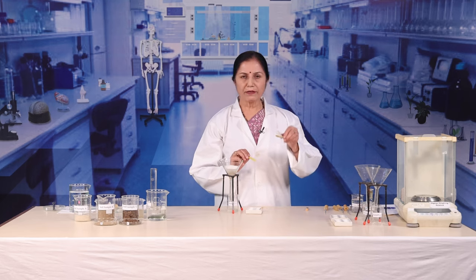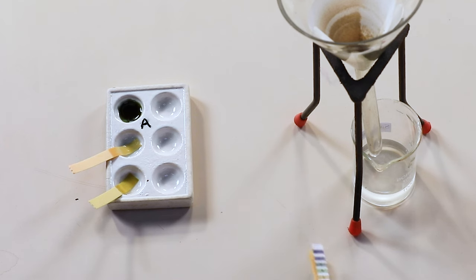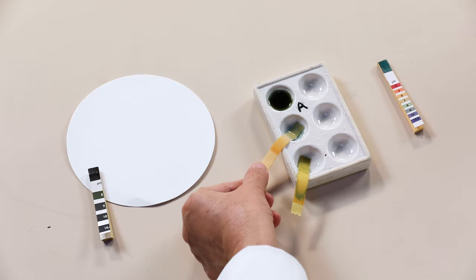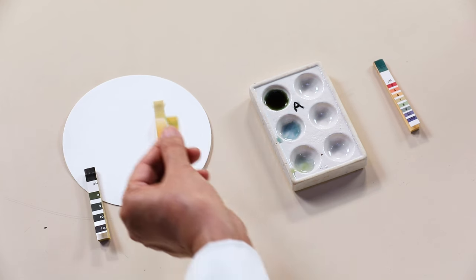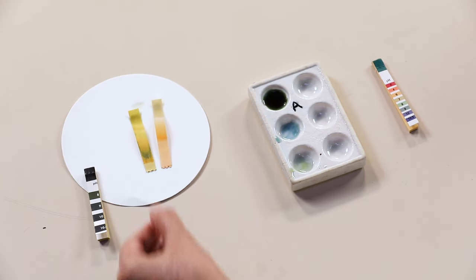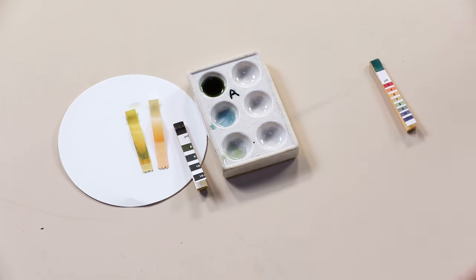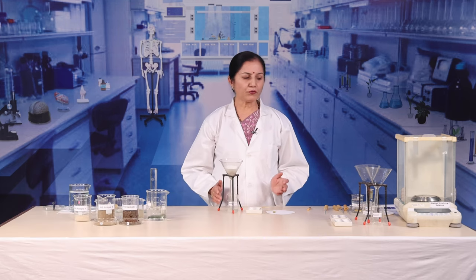Dip the narrow range strip of pH paper into the third cavity containing the soil sample solution A. Note the color developed and determine the pH to the nearest possible value with the help of the color chart. If we compare the color in the first cavity as well as the pH paper strip, we can find out that the pH of this soil sample solution A ranges between 8 to 9. Repeat the same steps for determining the pH of soil samples B and C.